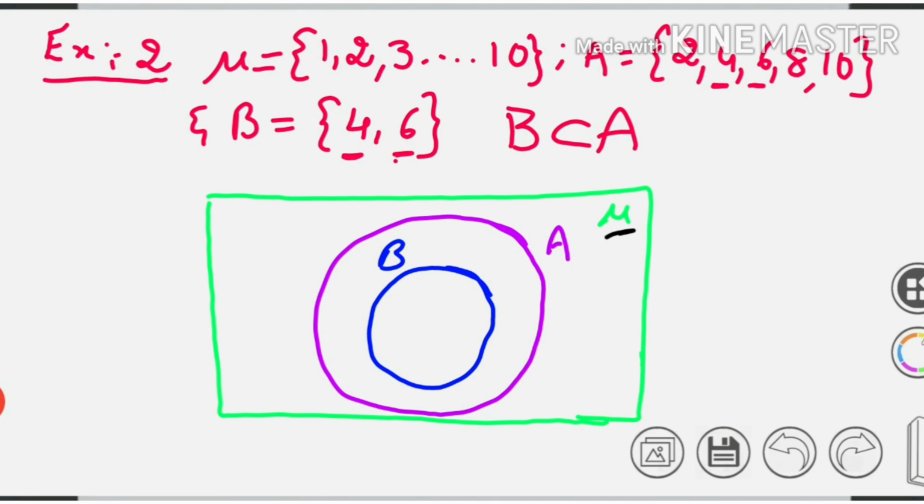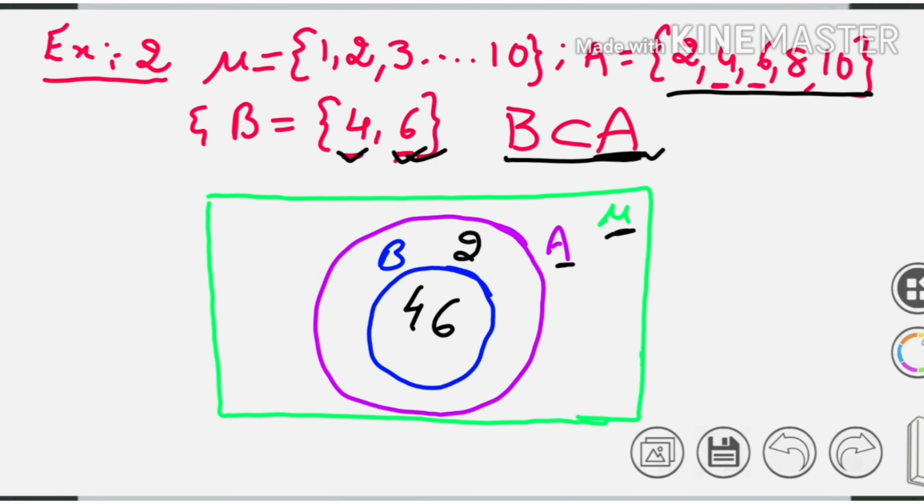Here this is our universal set nu, and we observe that B is a subset of A, which means A is the bigger set. So we use a big circle to indicate A, and B is a subset of A. Therefore inside A we have to draw the B circle. Now first we have to fill the elements in B. 4 and 6 are there, so write 4 and 6 inside B. After that fill the elements in A. In A we have 2, 4, 6, 8, 10.